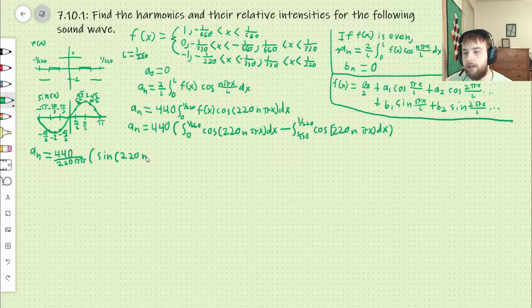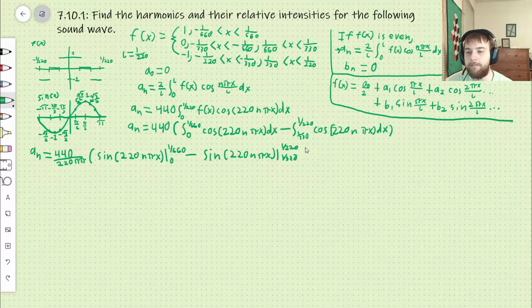220 n pi x from 0 to 1/660th, minus same sort of deal here, sine of 220 n pi x from 1/330th to 1/220th. Okay, so I'm gonna go ahead and substitute some of these things in, and we'll see where that takes us.